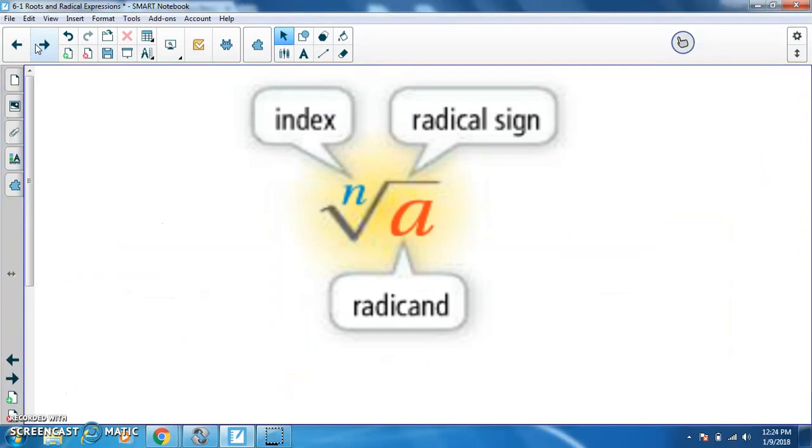Here is some vocab, and we need to understand the difference between these vocabulary words. So n is our index. Our radical sign is just the sign, and a is our radicand.